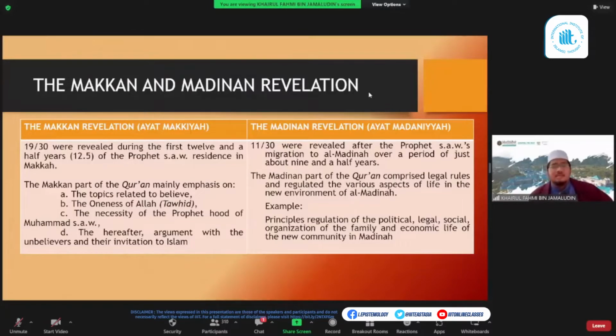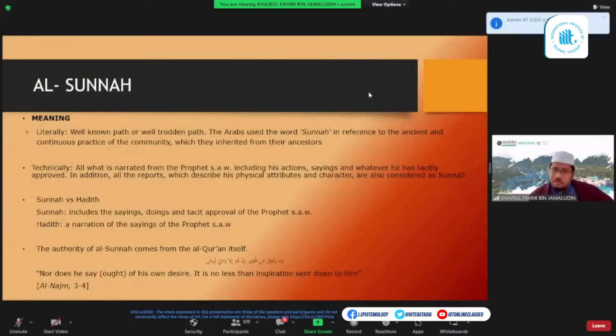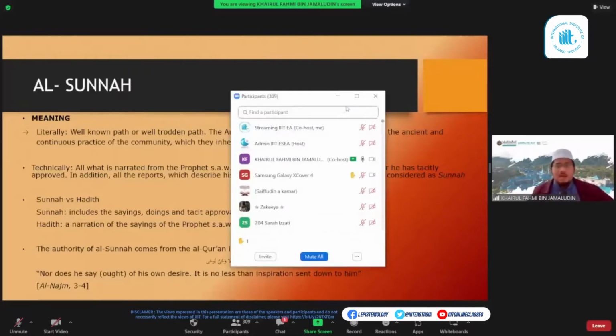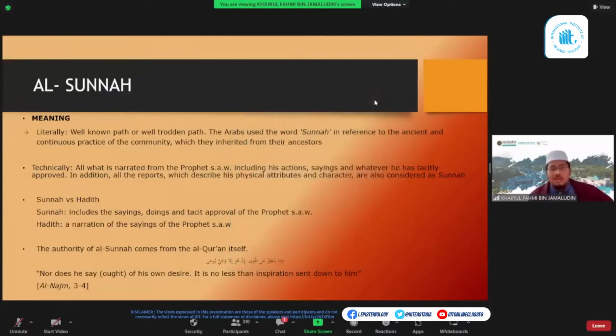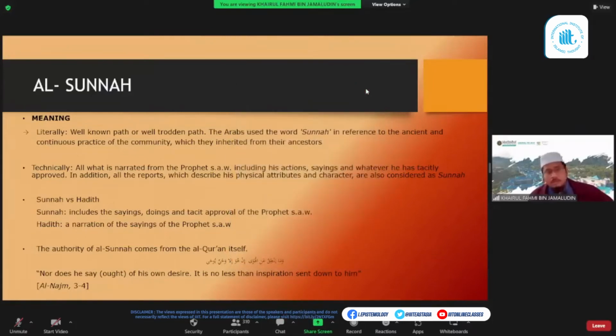Next. Straight away we go to Sunnah. The literal meaning is a well-known path or well-trodden path. The Arabs used the word Sunnah in reference to the ancient and continuous practice of the community which they inherited from their ancestors. That is the literal meaning of Sunnah.